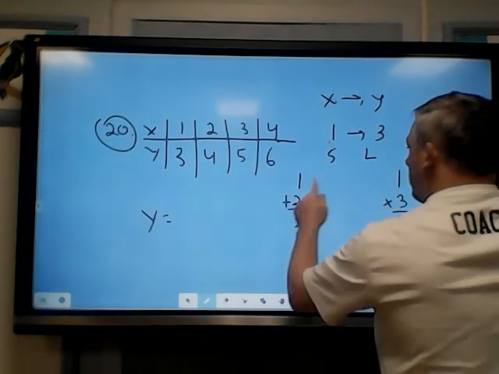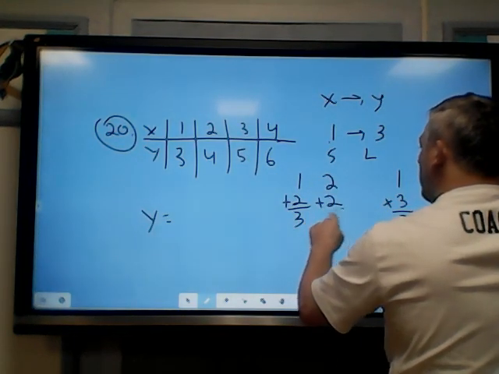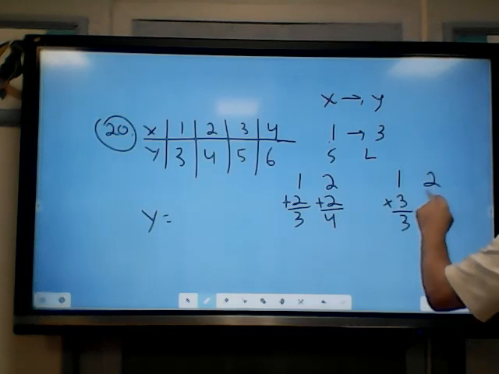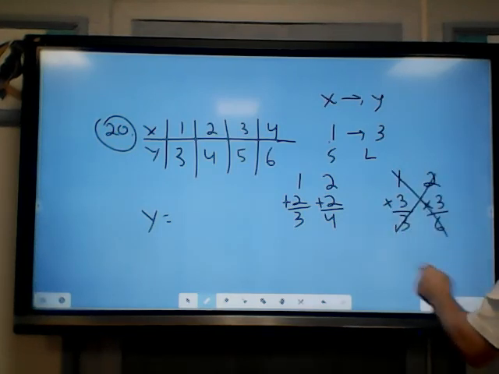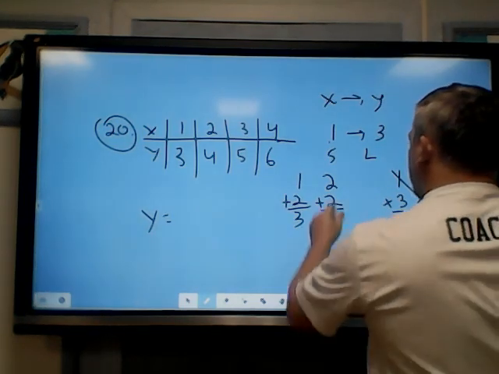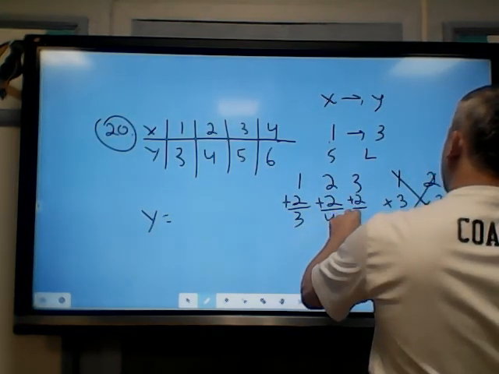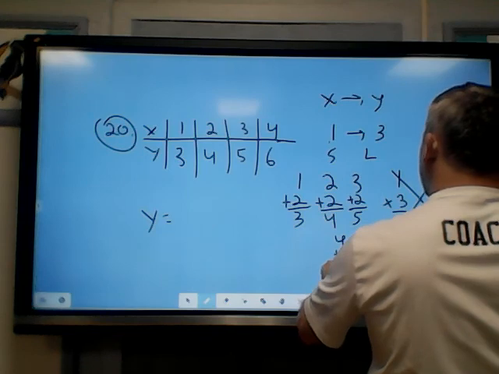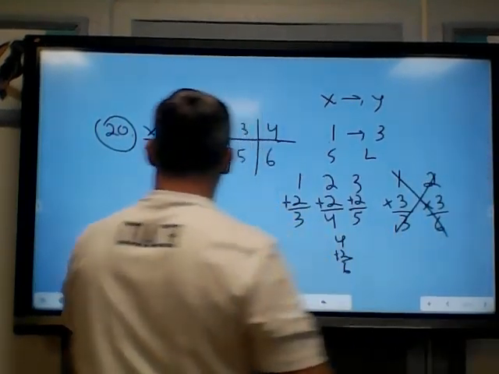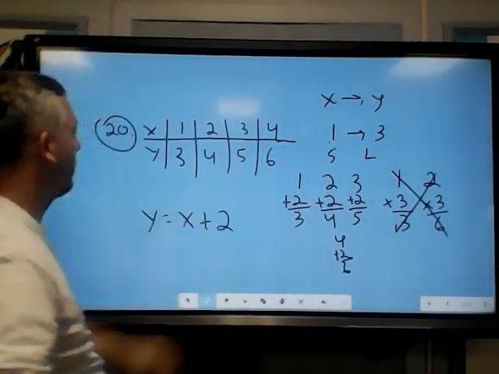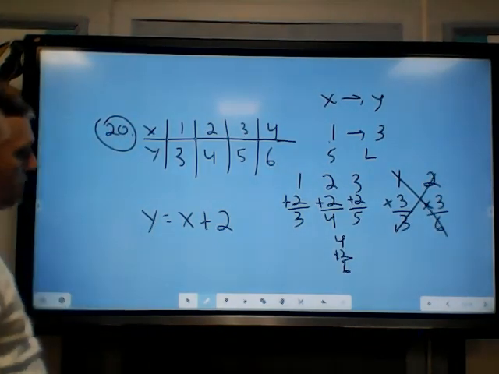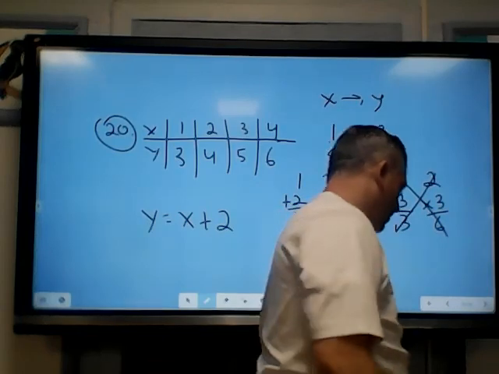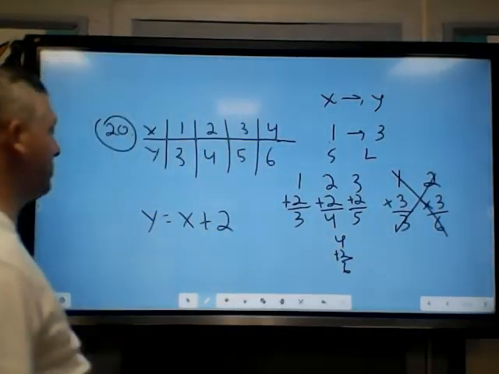Let's check the next one. 2 plus 2 is 4. Is 2 times 3 4? No, it's 6. So multiplication does not work. Now we're just stuck with addition. Let's check the rest of them. 3 plus 2 is 5. 4 plus 2 is 6. Therefore, my answer is going to be x plus 2. That's how I write my answer if it's addition by 2. That was on the test, so make sure you understand. Your test question on this is going to be either addition or subtraction.